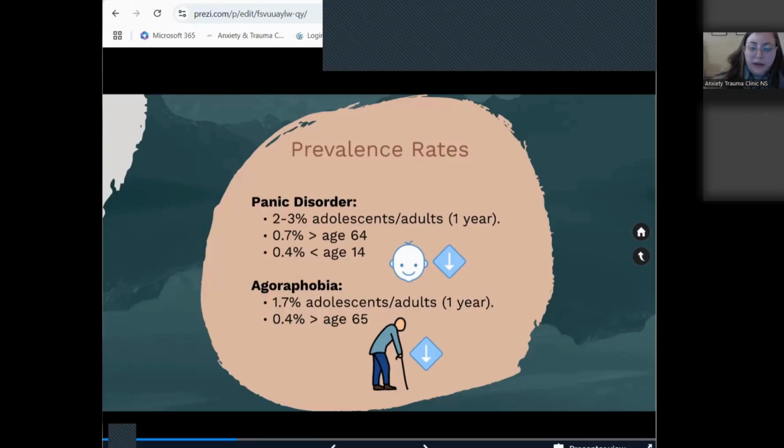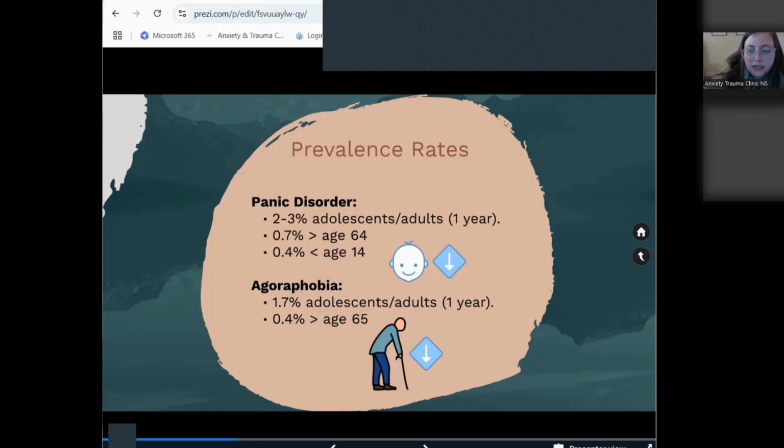So fairly low there. There are some recognized systematic cultural and racial differences for panic disorder as well, which means how often it tends to occur in certain races or ethnicities over others. So it was found that American Indians have higher rates, and lower rates have been reported in Asian, African, and Latin American countries.